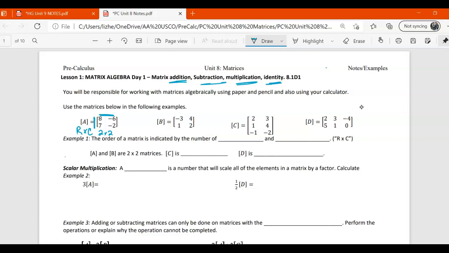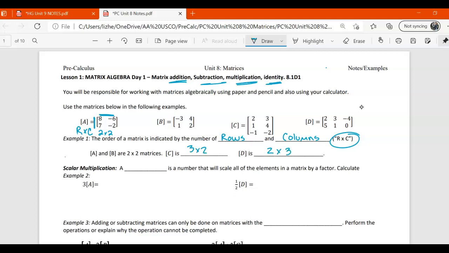So example 1, the order of a matrix is indicated by the number of rows and columns. Rows times columns. A and B are 2 by 2 matrices. C is a 3 by 2, and D is a 2 by 3.